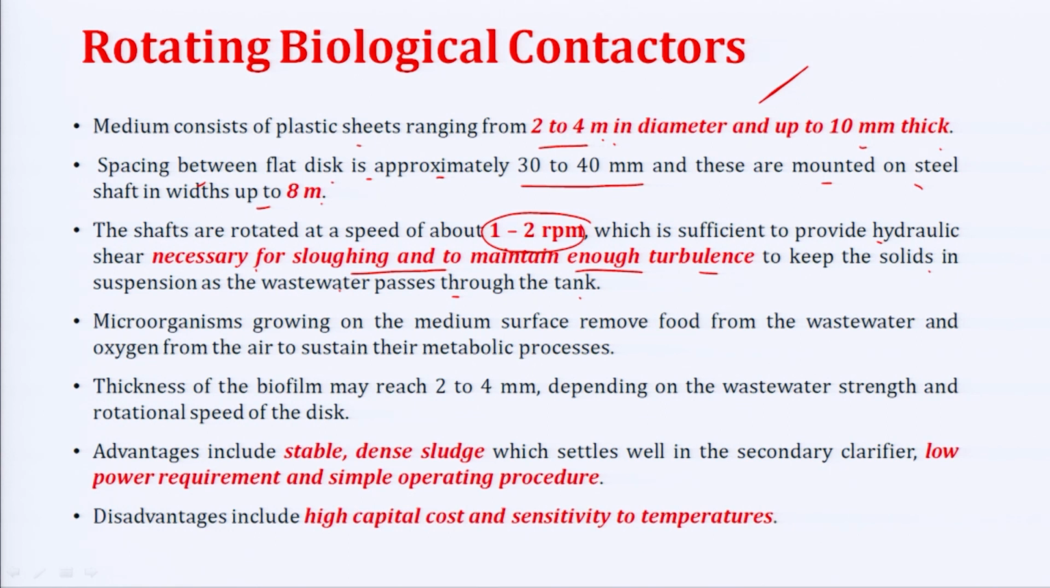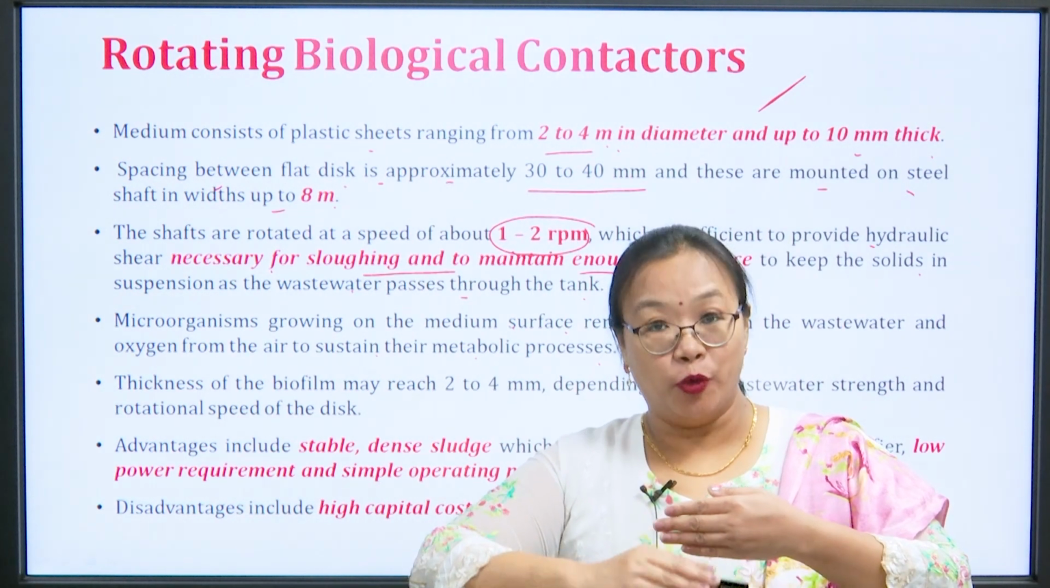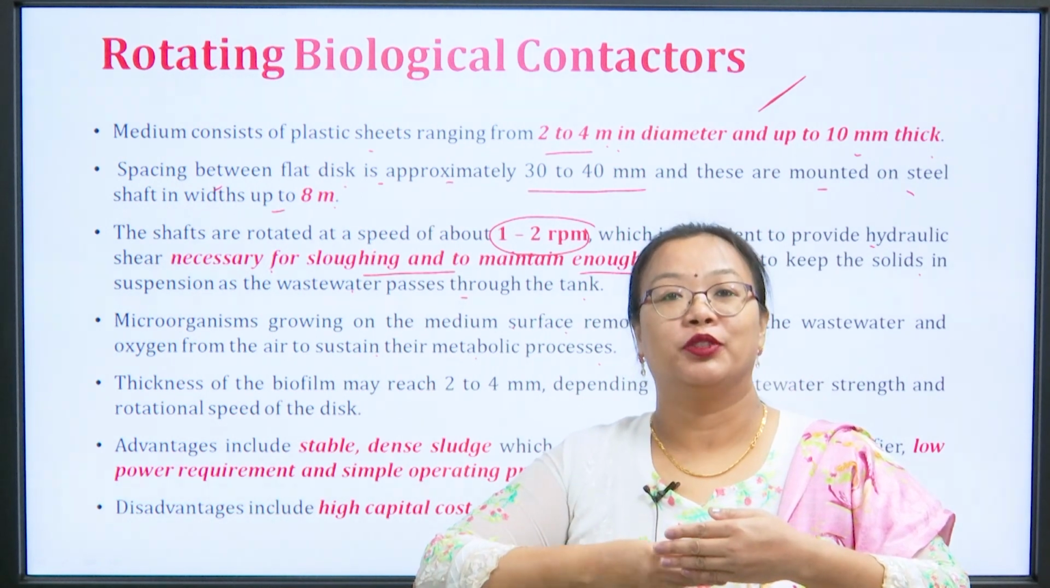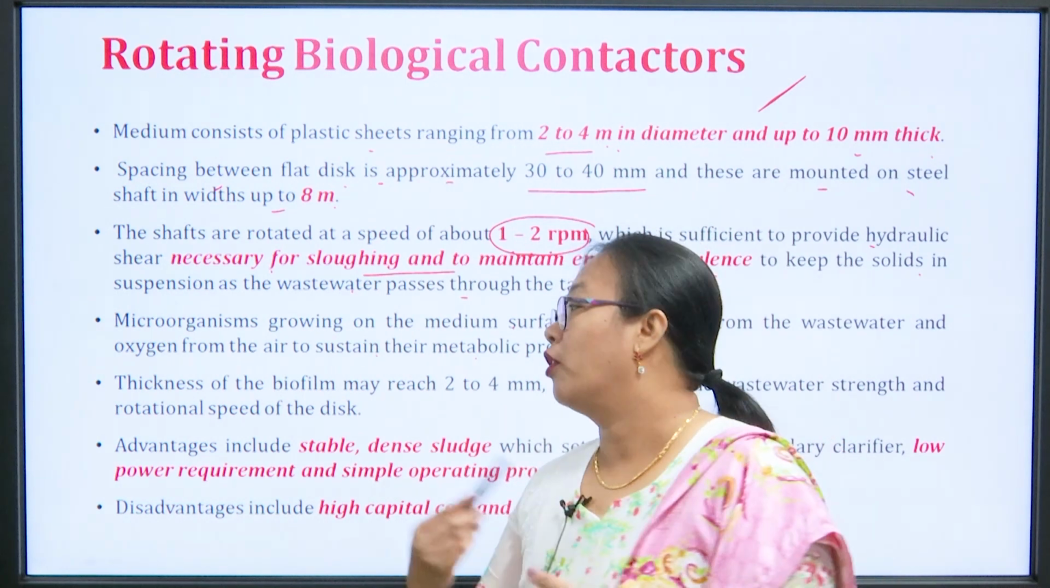Microorganisms growing on the medium surface remove food from the wastewater and oxygen from the air to sustain their metabolic process. So, when it comes to the atmosphere they take oxygen, and when it goes to the wastewater they get food. So, you are getting both food and oxygen, right, one is food and another is oxygen.